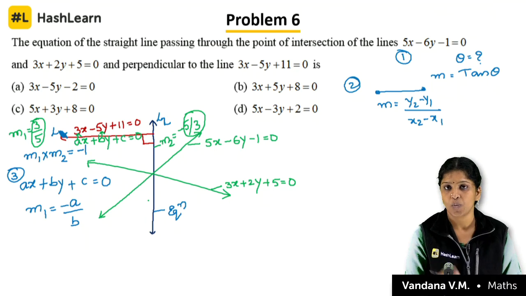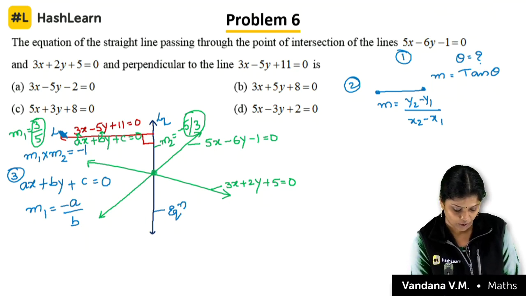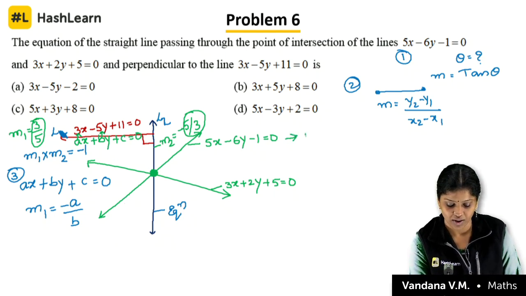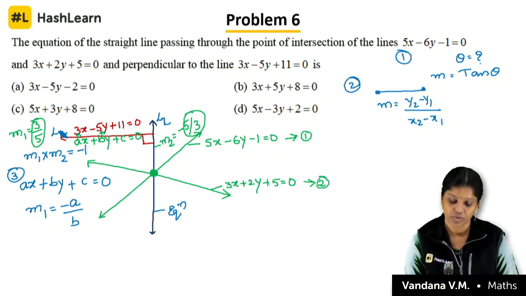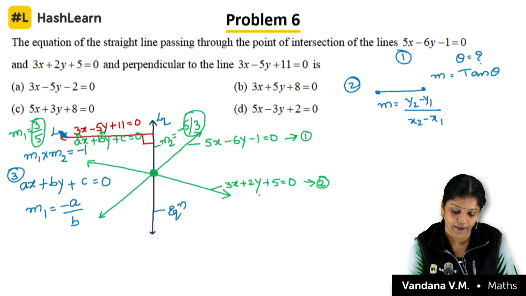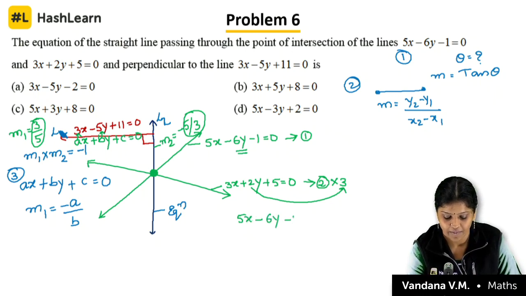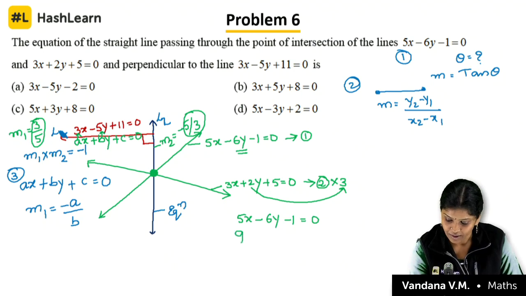Now, I know the slope. What else do I want? I would like to find the point it is passing through. It is easy to do because if you solve these two equations, equation 1 and equation 2, how to solve this? I can easily equate y coordinates because here it is 6y. If I multiply with 3, 3 2s are 6, I will get 6y. So, multiply with 3 and solve this. 5x minus 6y minus 1 is equal to 0. 9x plus 6y plus 15 is equal to 0.